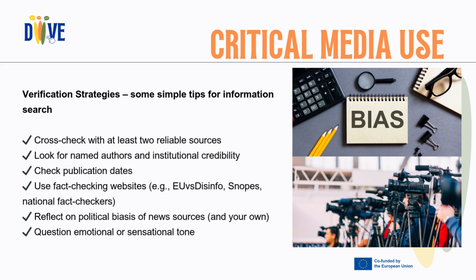Verification strategies. Some simple tips for information search. Cross-check with at least two reliable sources. Look for named authors and institutional credibility. Check publication dates. Use fact-checking websites like EU vs Disinfo, Snopes, or national fact checkers. Reflect on political biases of news sources and your own. Question emotional or sensational tone.